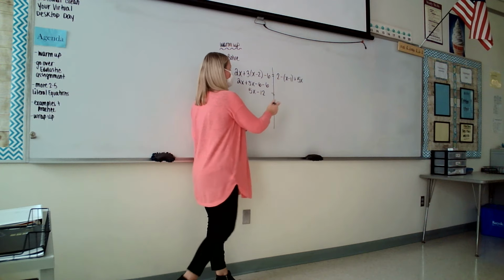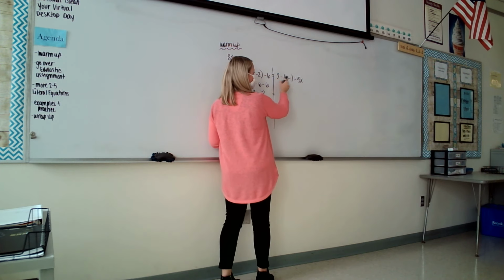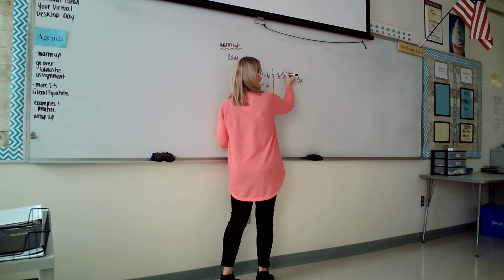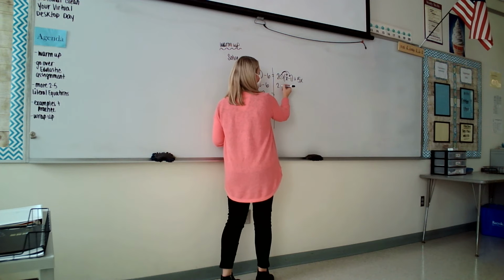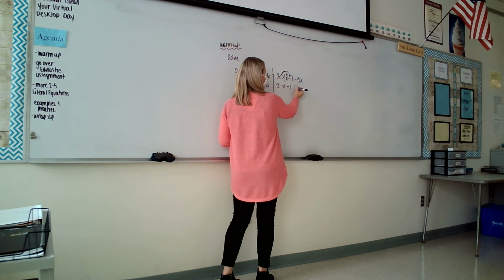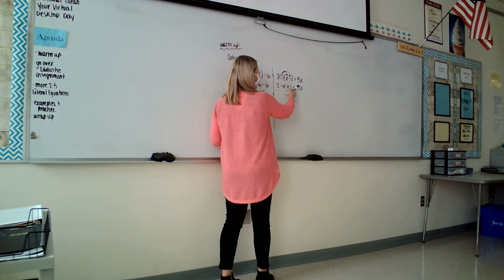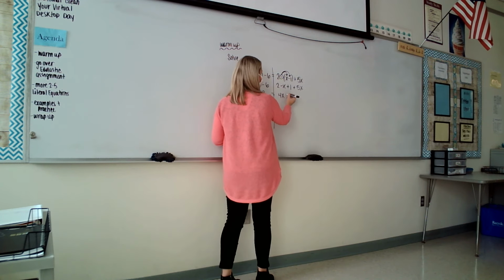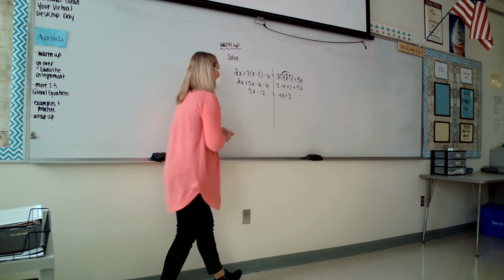On the right side, I can also distribute. Just be careful here, you're not distributing a 2, you're distributing a negative sign. So I would get 2 minus x plus 1 plus 5x. And when I combine those, that would give me 4x plus 3.